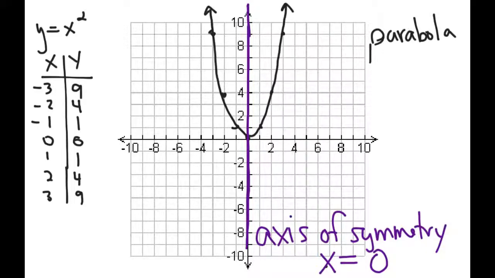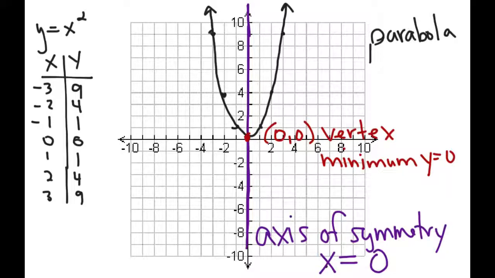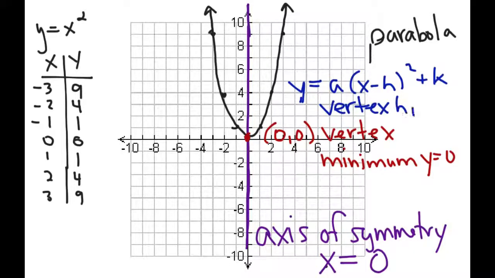All parabolas have a lowest or highest point, depending on if they open up or down. This particular parabola has a lowest point, and that lowest point is at 0, 0. That is known as the vertex. We also call it the minimum. The minimum value we usually say is y equals 0, because that's the y coordinate of the vertex. So in vertex form, y equals a times x minus h squared plus k, we say that the vertex always occurs at h comma k.